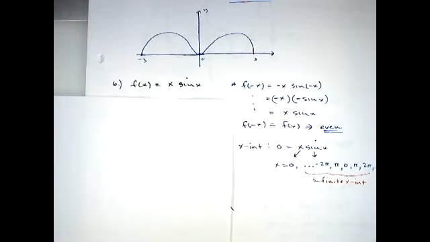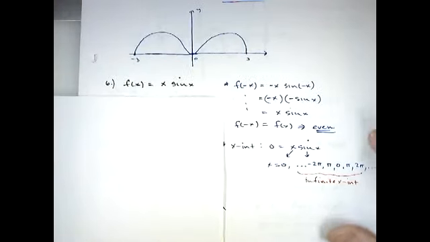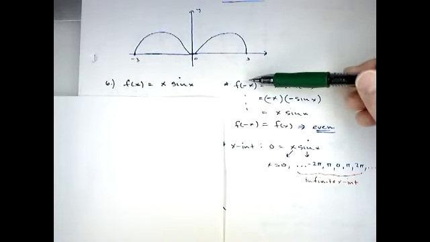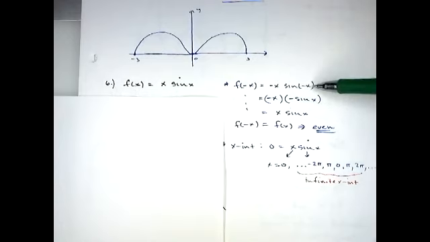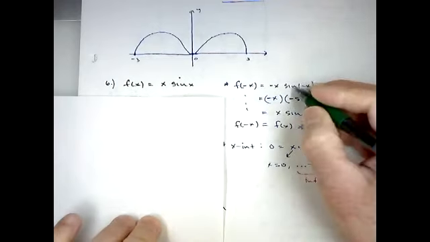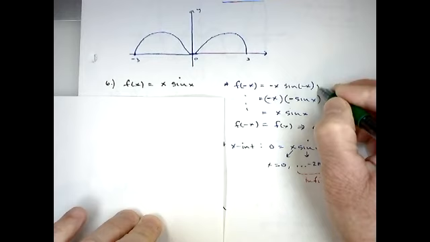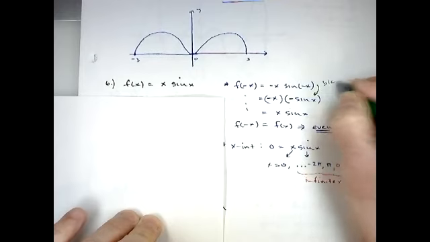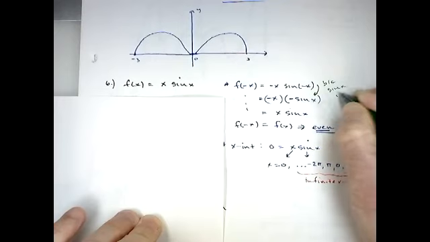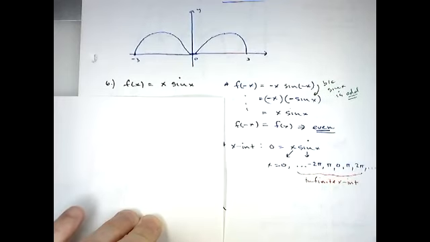Let's try one with a sine in it. I started off here with the test for whether it's even or odd by plugging in negative x into both the x and the sine of negative x. Remember that sine is an odd function. Because it's an odd function, the sine of negative x is equal to the negative sine of positive x. That's why we can do that.